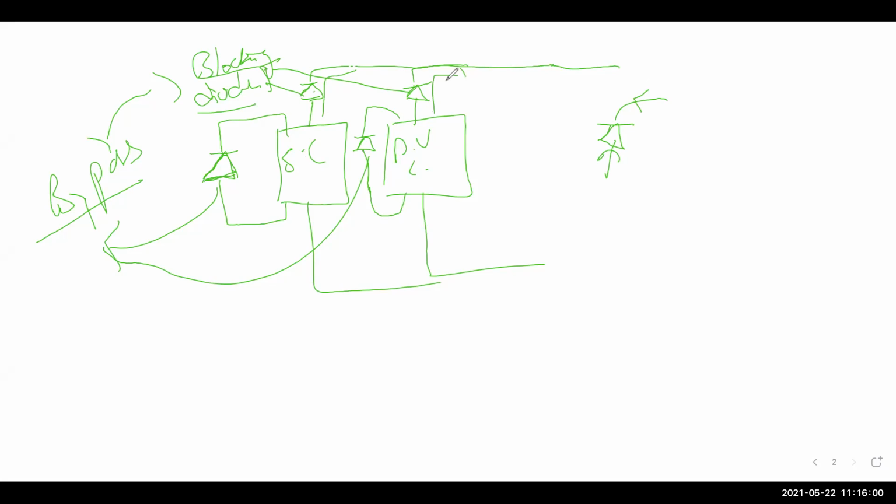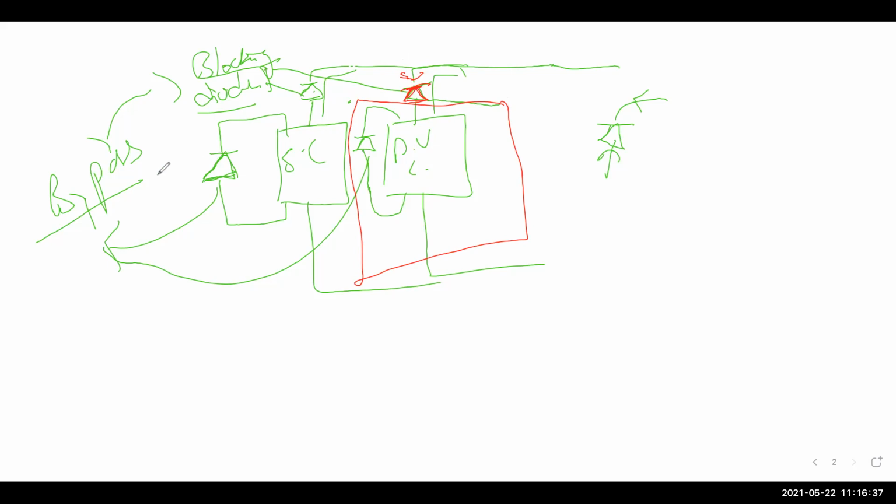Say this entire region gets shadowed due to a cloud. It will not generate electricity, so it will be a low resistance part. The current will try to flow through this direction. So this blocking diode will block out this particular segment.